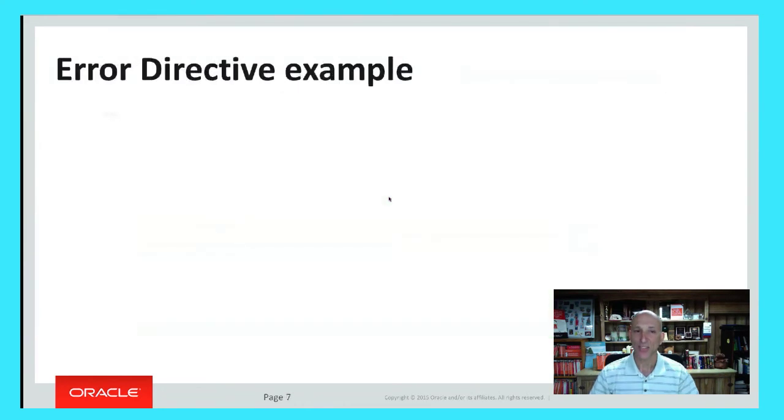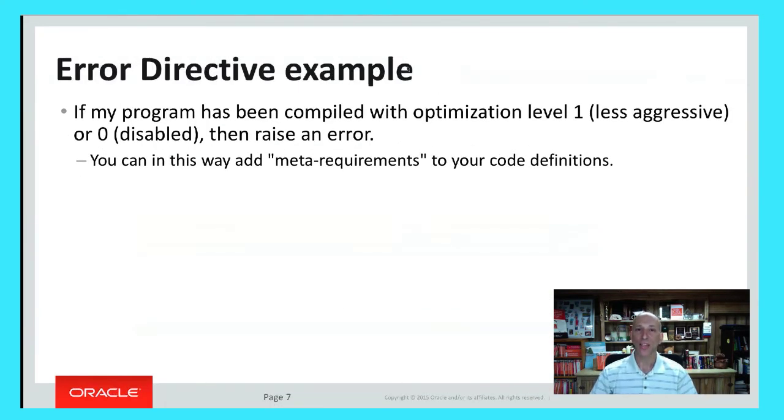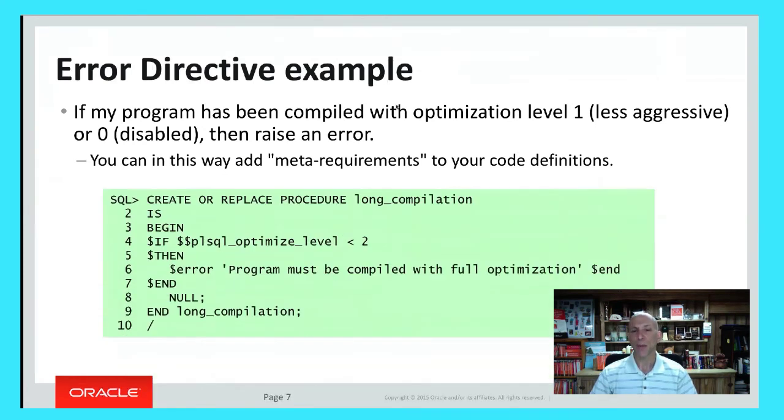And an error directive example. So suppose that I've got a piece of code that is very compute intensive, and I want to make sure that whenever this code is compiled, the optimization level is set to at least 2. Here's the way you can do it inside the code itself.